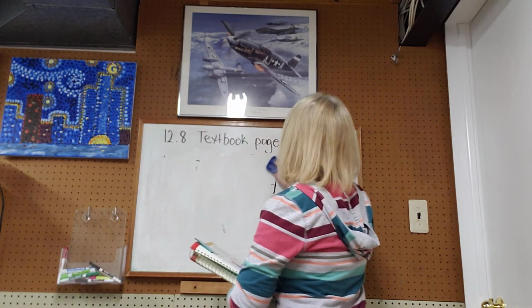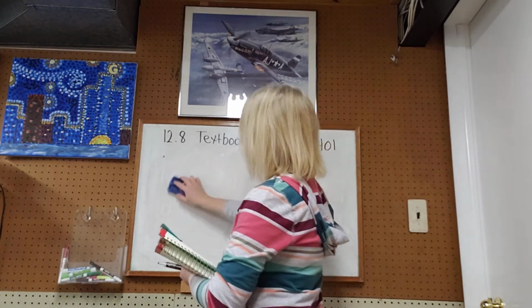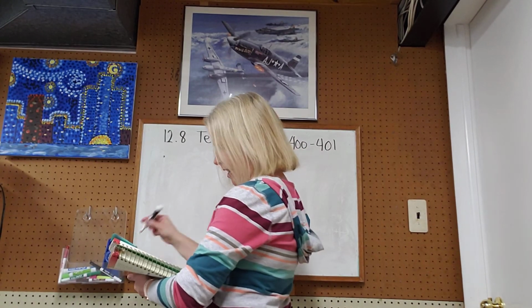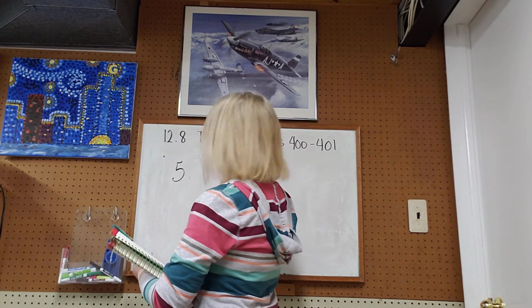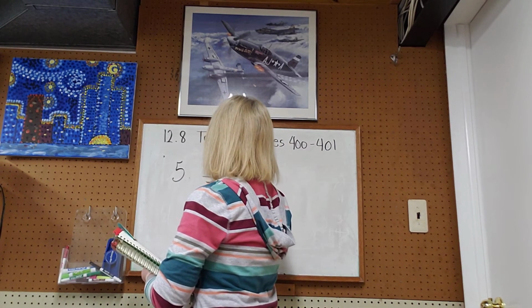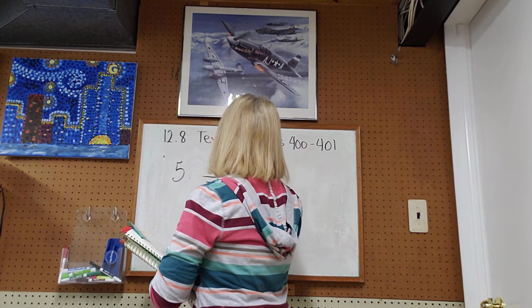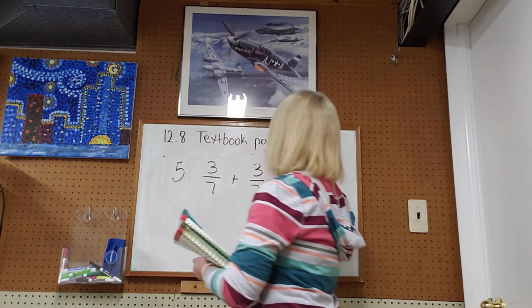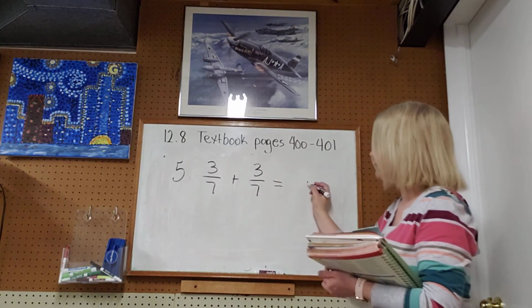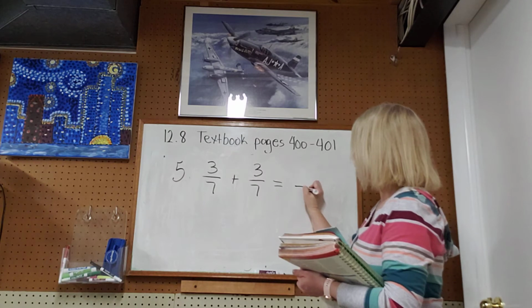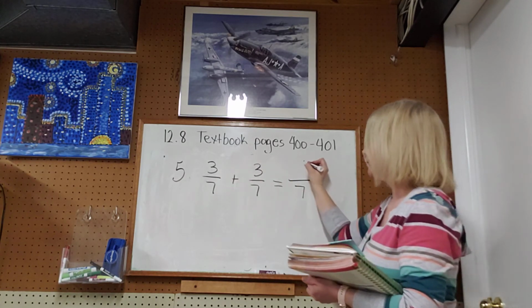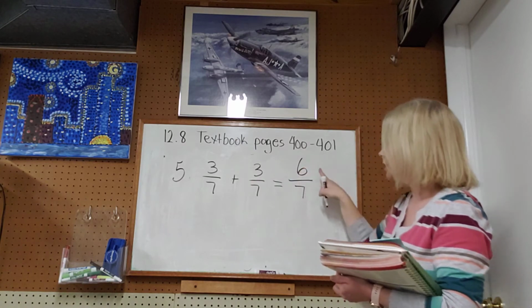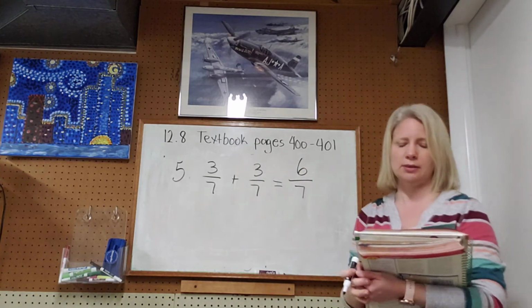Let's try number 5. Number 5 says 3/7 plus 3/7. Denominator stays the same. And let's add the numerators. 3 plus 3 is 6. So your answer is 6/7.